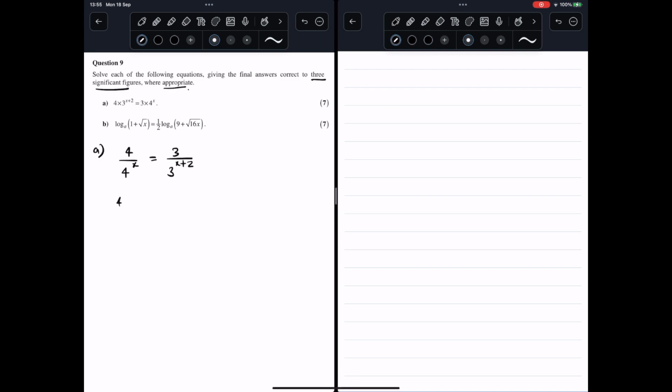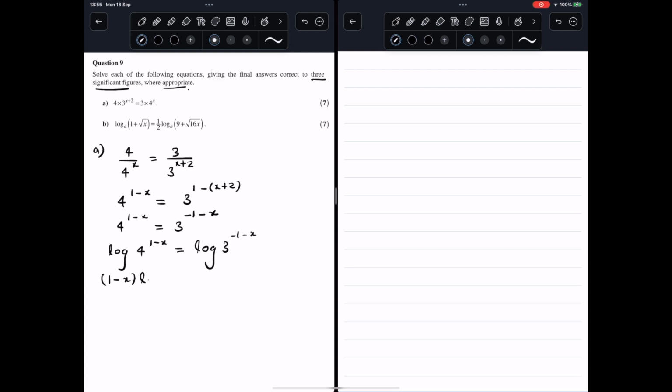Now I'm going to use indices to just take away the powers. So 1 minus x plus 2 inside the brackets. And then I'm going to just expand the brackets on the right-hand side. And I'm just going to end up getting minus 1 minus x. Okay, and from here I'm going to use log. So logging both sides will bring the powers to the front. So 1 minus x log of 4 equals minus 1 minus x log of 3.